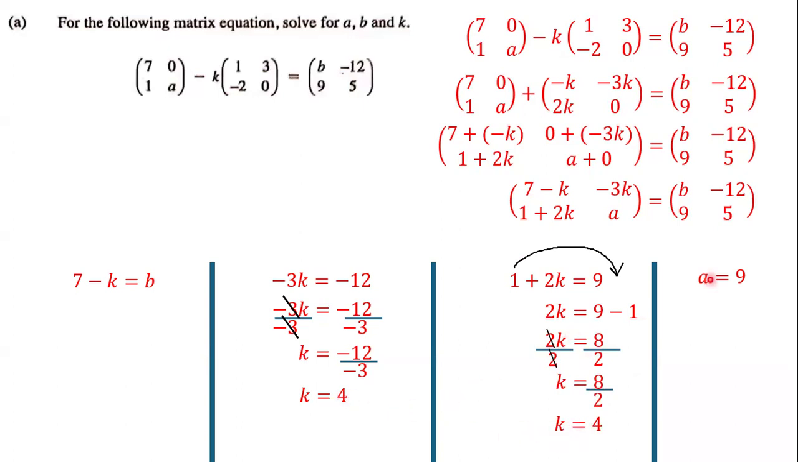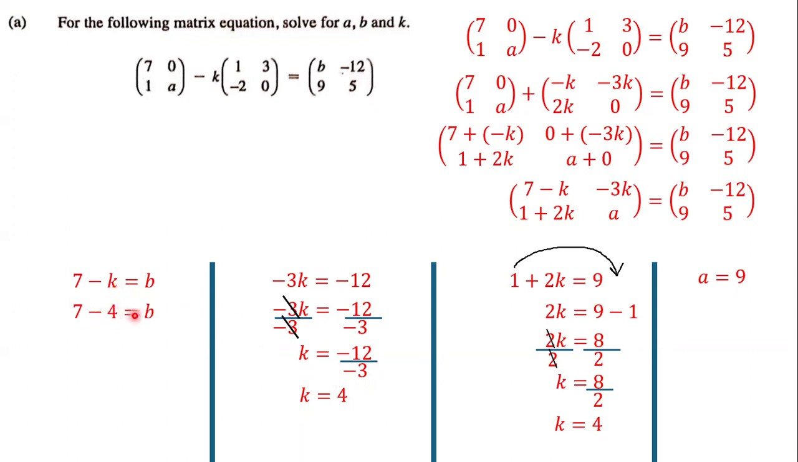So that's good. We know that A is equal to 5. But what is B? So we have to solve for B. We know that 7 minus K is equal to B. But what is K? Well, K is equal to 4. And so that means that we're going to substitute 4 for K. So we're going to replace K with 4. So we have 7 minus 4. Instead of K, we put 4.